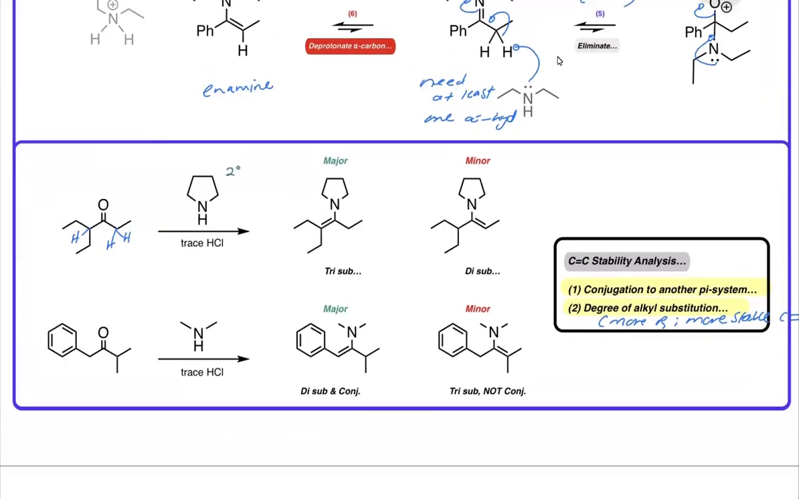So looking at this first example, we could form the pi bond to the left, and that would have a tri-substituted character. There's 1, 2, 3 carbon attachments. If we form the pi bond to the right, that pi bond is only di-substituted. And notice how in this comparison here, neither of the pi bonds is conjugated with another pi system. Because neither of those pi bonds is conjugated with another pi system, we will default to the extent of carbon substitution. I would much rather form my tri-substituted pi bond than my di-substituted pi bond. This left product is the major product because that generated, in this case, the more stable alkene pi bond of my enamine.